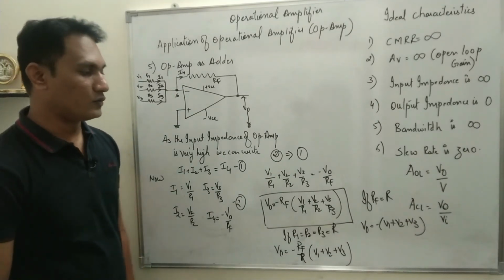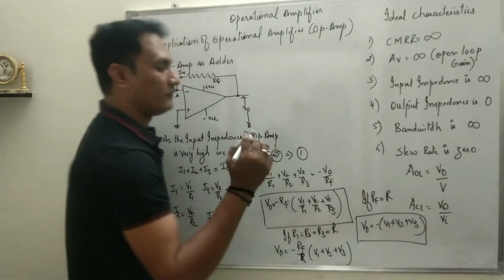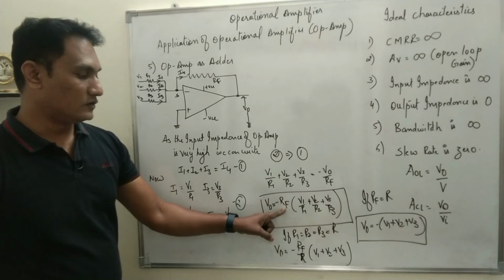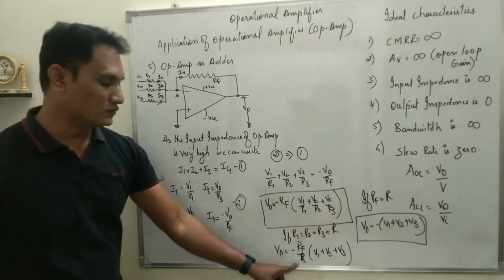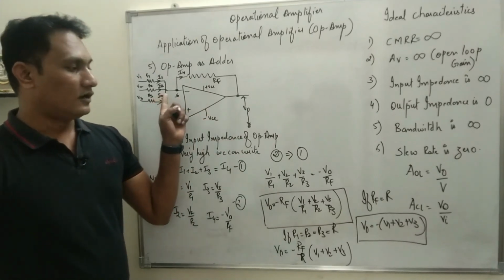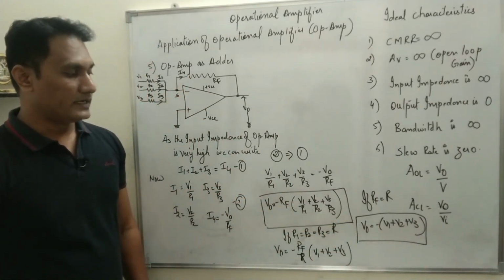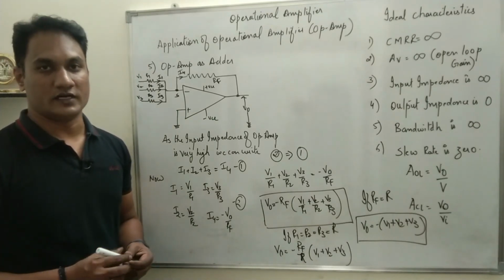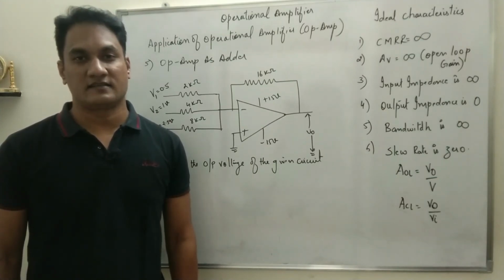So these are the output voltage equations of op amp as adder. If all the resistances are different, you have to use this formula. If R1, R2, R3 are the same, then you have to use this formula, and if all the resistances are the same, then you will use this formula: V0 is equal to minus, in bracket, V1 plus V2 plus V3. I hope you have understood. Let us understand a numerical based on op-amp as adder.